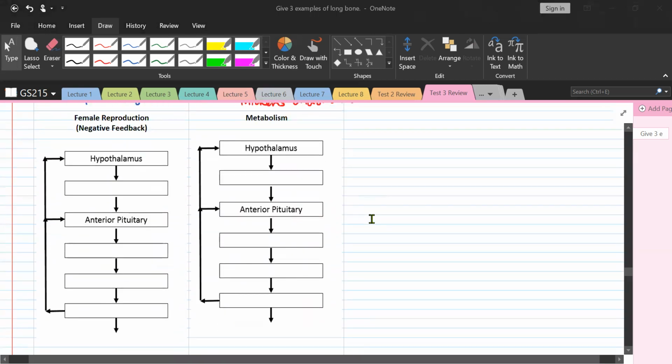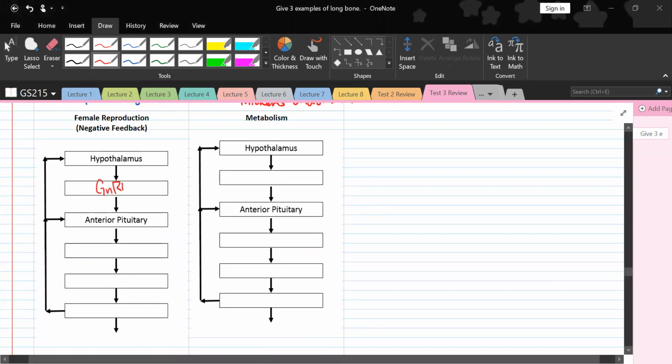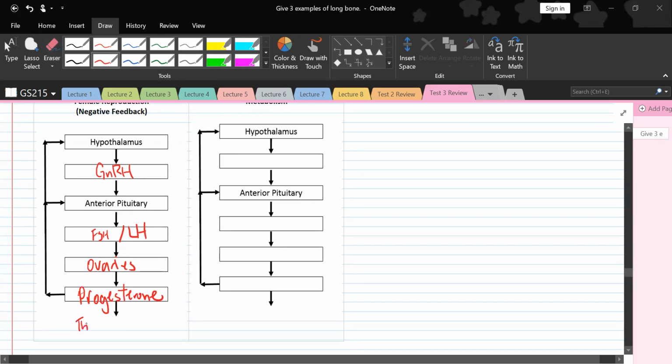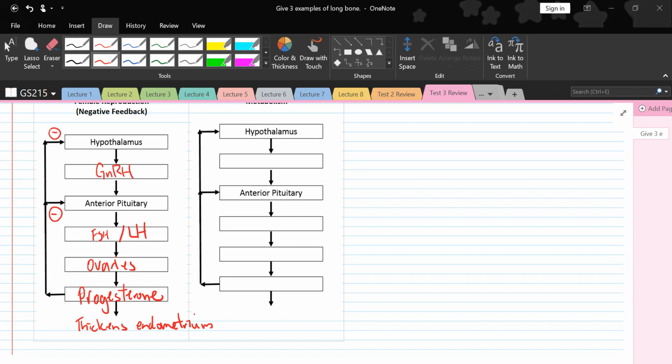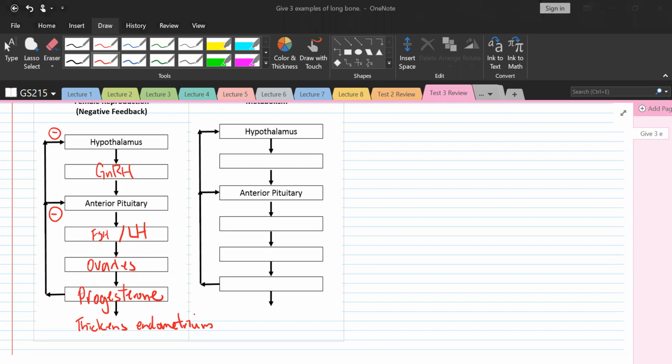Let's take a look at the next one, the negative feedback. Same thing, GnRH, FSH, and LH. That would go to the ovaries and trigger the ovulation and eventually lead to the release of progesterone, right? It will again thicken the endometrium. But this time it would go back and inhibit the release of GnRH, FSH, and LH because you already have an egg in the system, right? That is that.